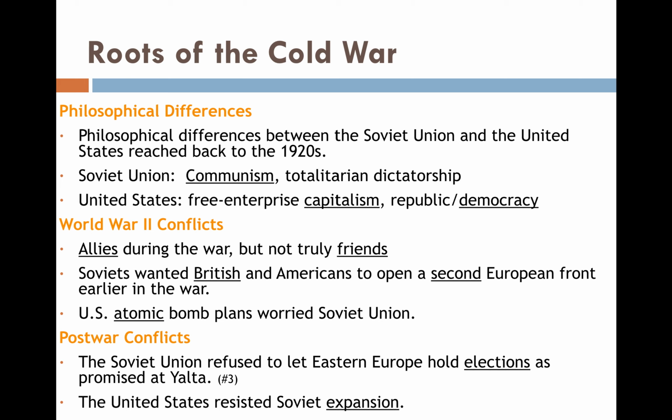The first is really philosophical, and that's what you guys were learning about in the previous lesson, in lesson 10.1, is that we have big differences between communism and capitalism. The Soviet Union in 1917 became a communist country. It has a totalitarian dictatorship, a dictator that represses people's rights and freedoms, where in the United States we have free enterprise capitalism, we have a democracy where people have freedoms, and it's a whole different way of looking at both the political system and political rights as well as economic rights. And so that's going to be a huge source of conflict between the United States and the Soviet Union.